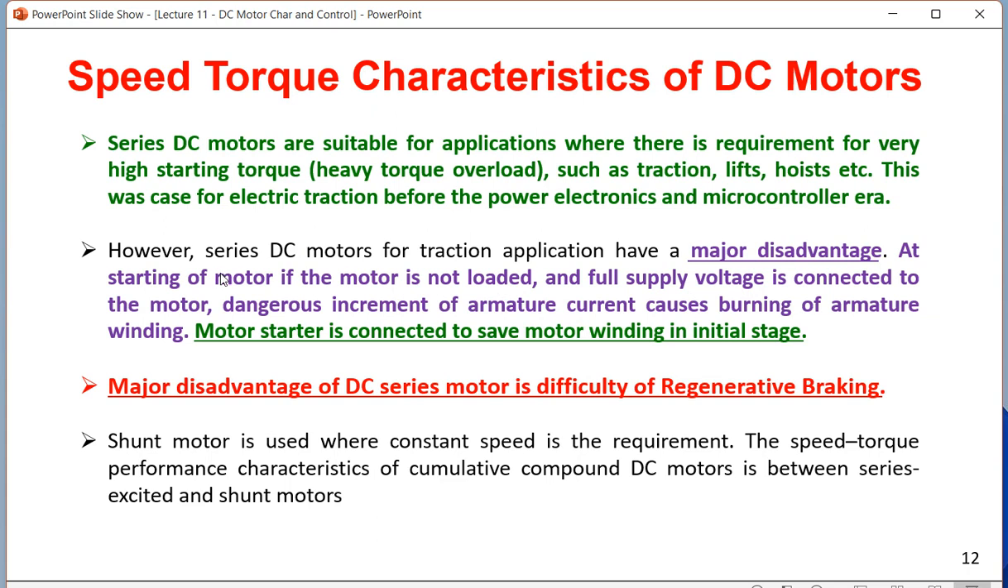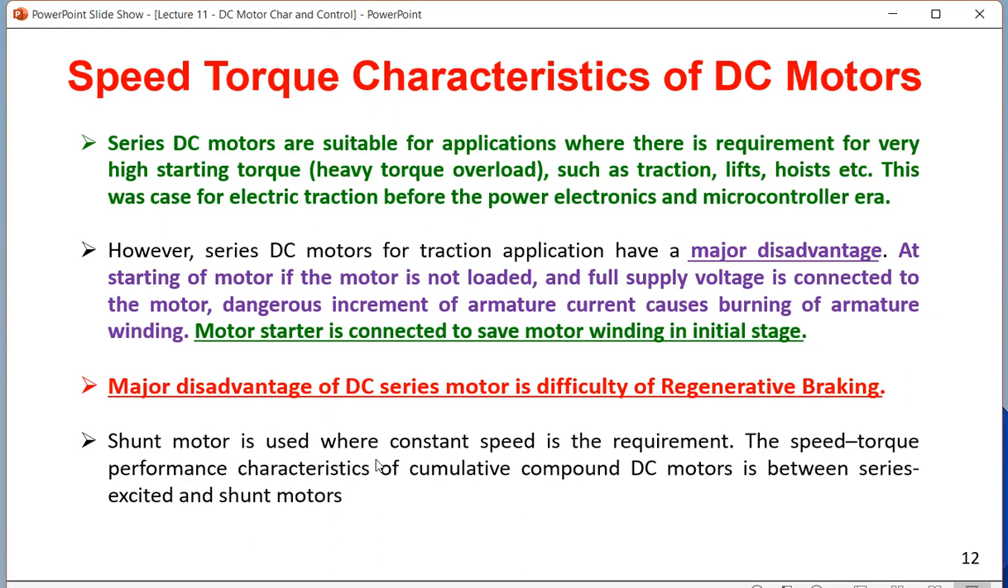So that is the negative they are explaining. At the starting of the motor, if the motor is not loaded and full supply is given, a dangerous increase in armature current causes burning of the armature winding. A motor starter is connected to solve this problem at initial start. So the starting part of the DC motor is saved by the starter. Another major disadvantage of the DC series motor is the difficulty of regenerative braking. Regenerative braking is not well suited to the DC series motor. That is another disadvantage from an EV or HEV point of view.